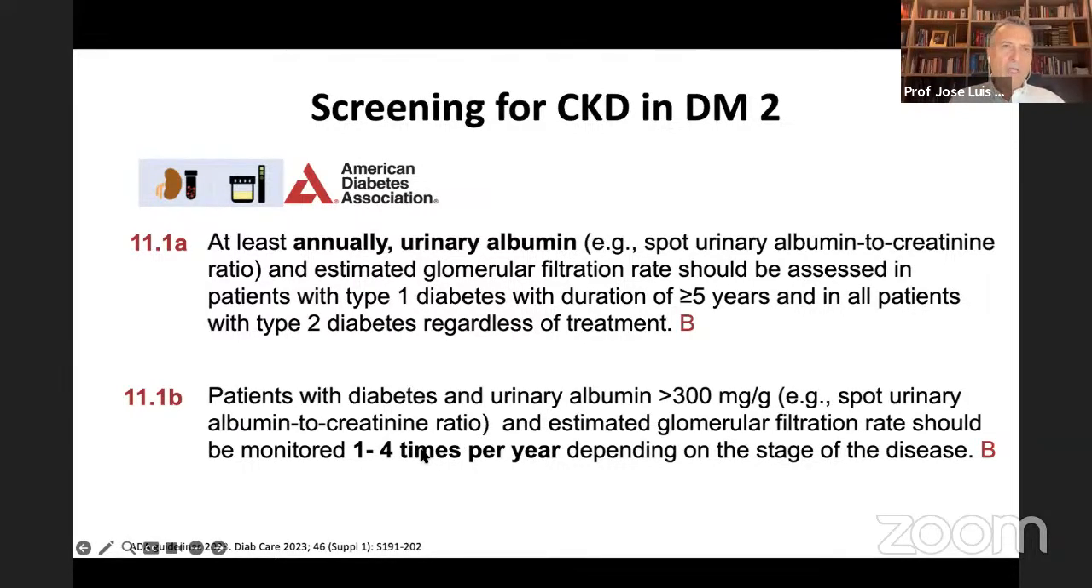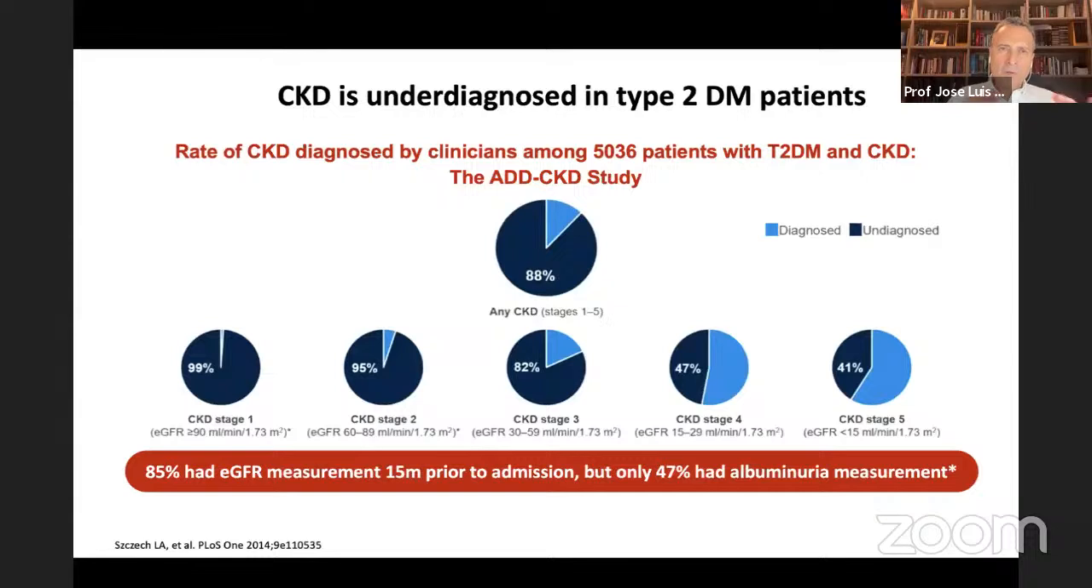Even if you are treating with drugs that can modify the albuminuria, the guidelines recommend performing a screening at least twice a year. Okay, and the last point I would like to deal with in this problem is chronic kidney disease underdiagnosis in type 2 diabetes.